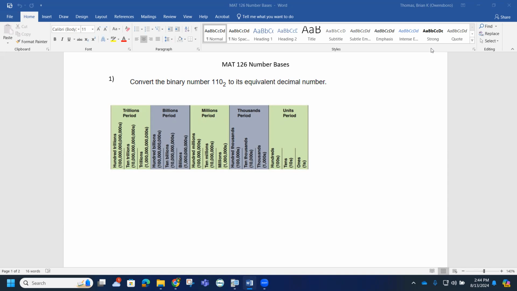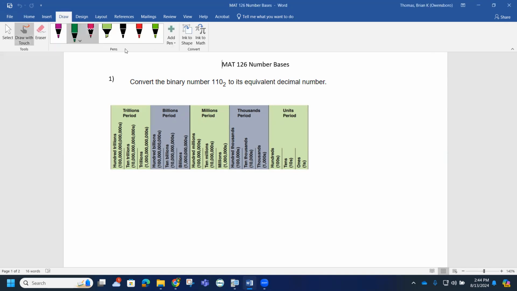So in this section, we get into what we call number bases. This question says convert the binary number 110 base 2 to its equivalent decimal number. Decimal number means base 10. So base 10 is what we're familiar with.